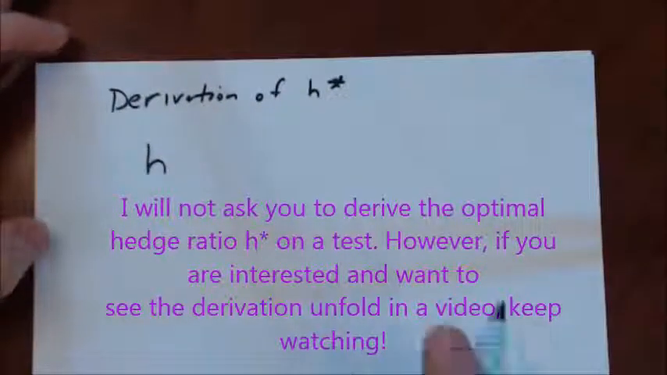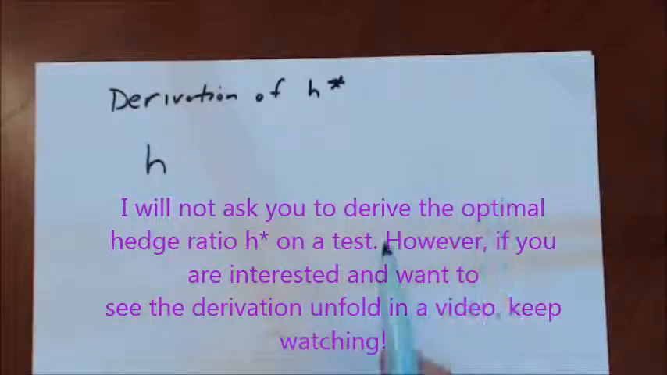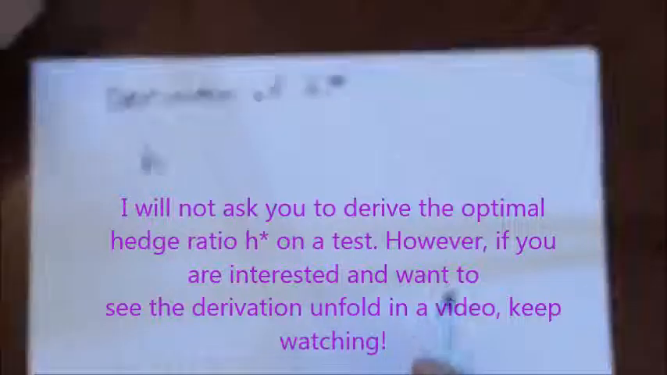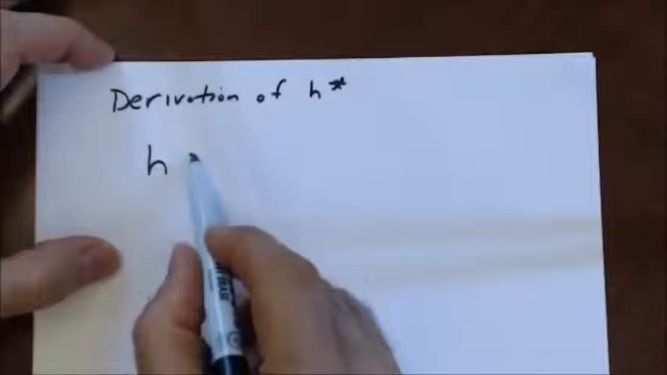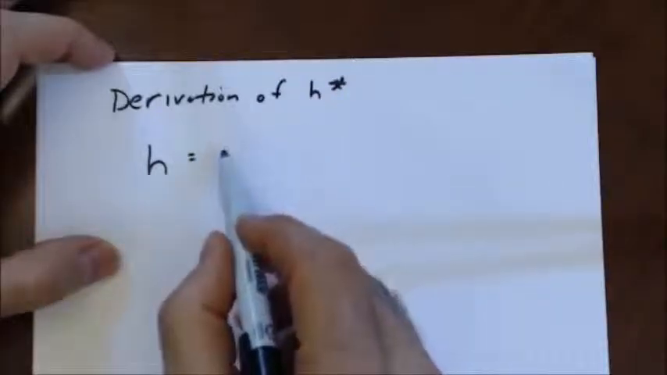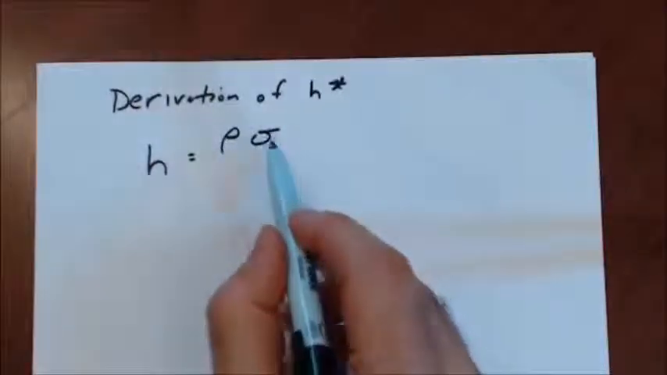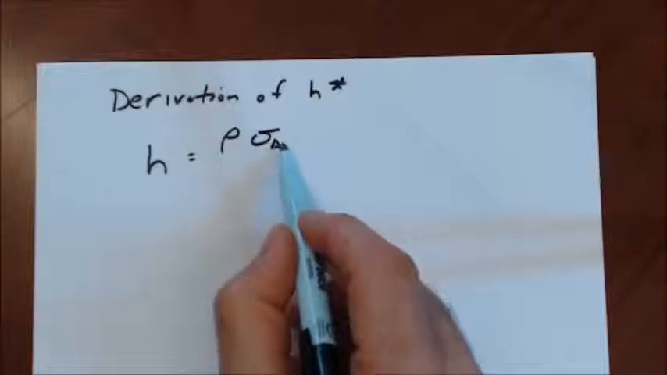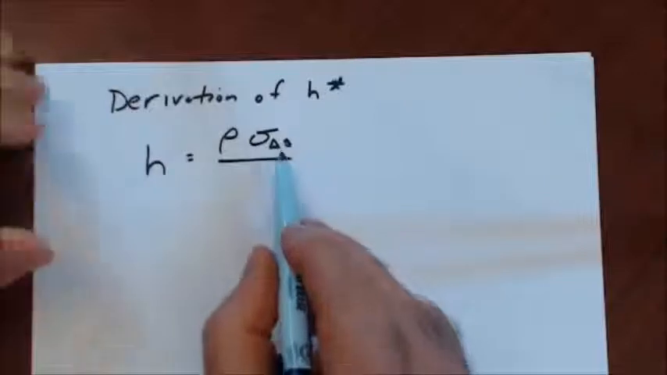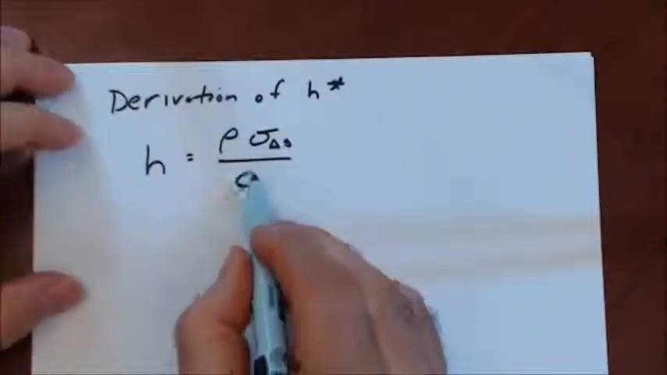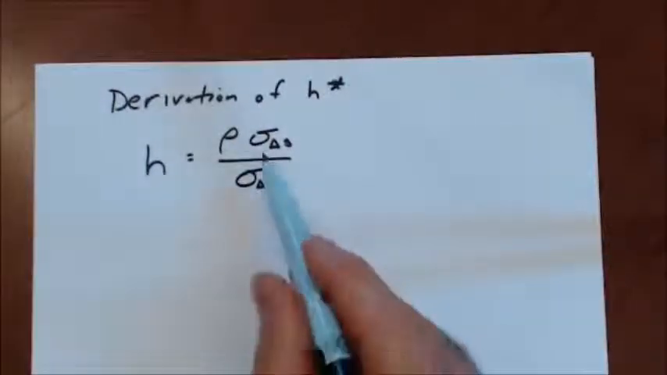This video derives H star, the optimal hedging ratio that we've been using throughout chapter 5. When I present this in class, I typically say, look, H is nothing but rho, the correlation between the spot and the futures, times the standard deviation of the spot price, the change in the spot price each day, divided by the standard deviation of the futures price changes each day.